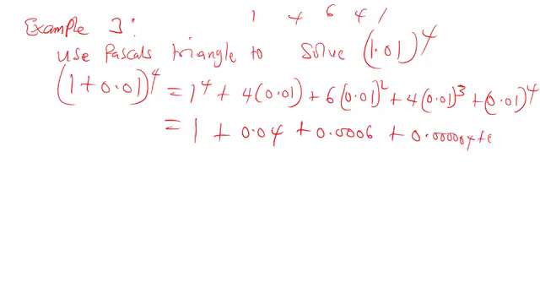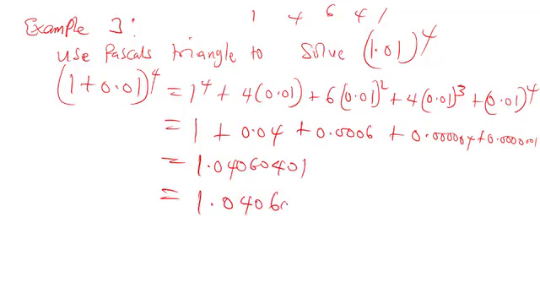0.00004 plus 0.00000001. So this is simply equal to 1.04060401, and it can be approximated to 1.04060 in 5 decimal places. Now we've gotten the value of this using Pascal's triangle.